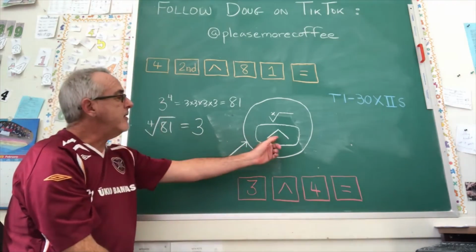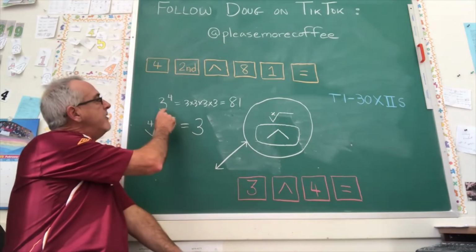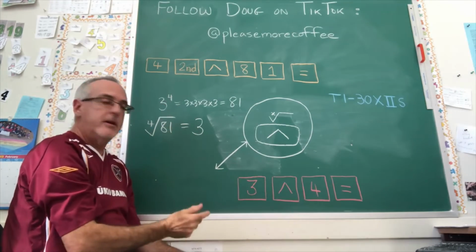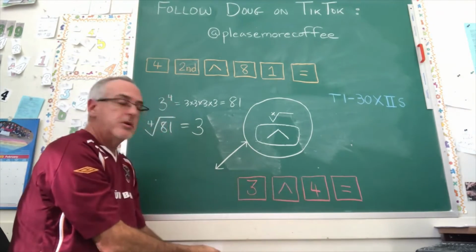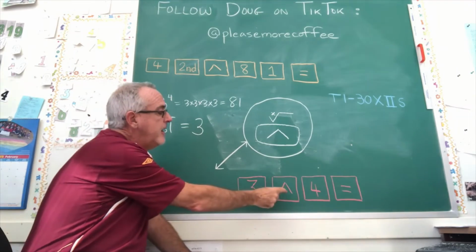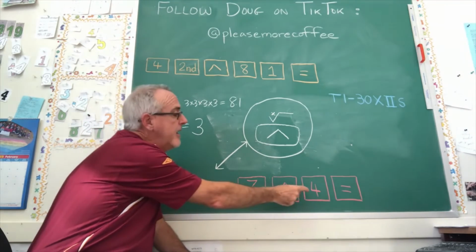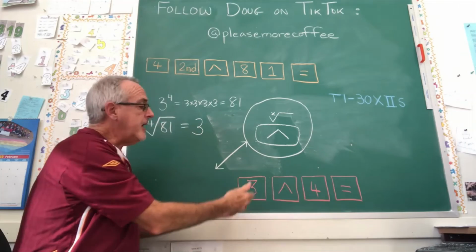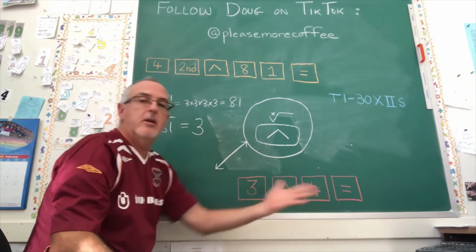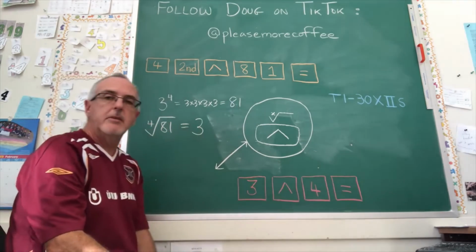So if we're finding what the value of 3 to the power of 4 is, here are the buttons that I push. I press the 3, I hit the caret button, and then I press the 4. I'm saying 3 to the power of 4, and I hit equals and it tells me the answer. It's going to tell me 81.